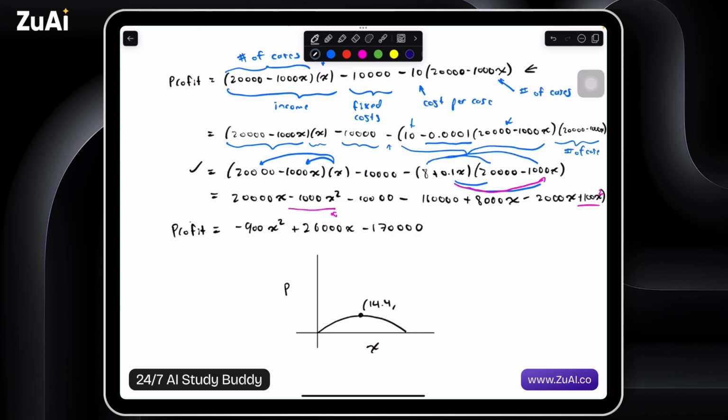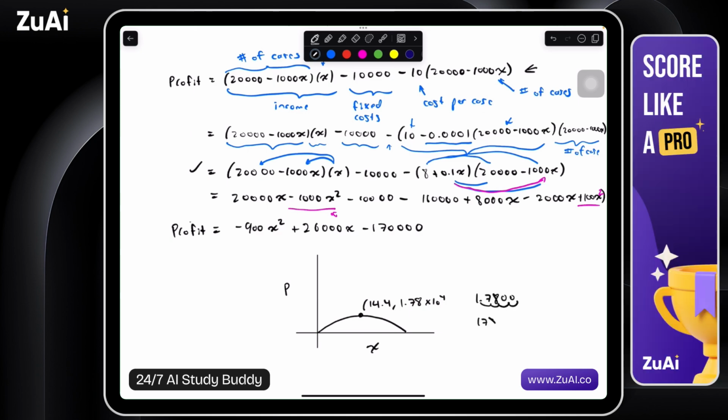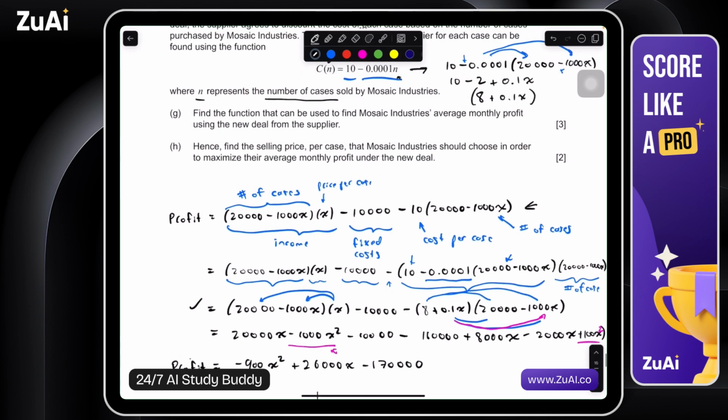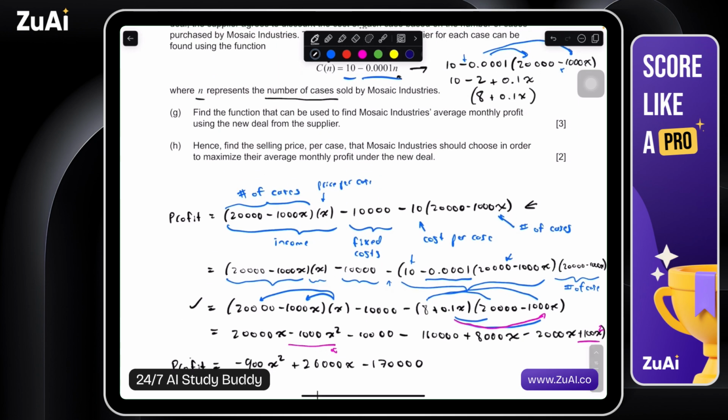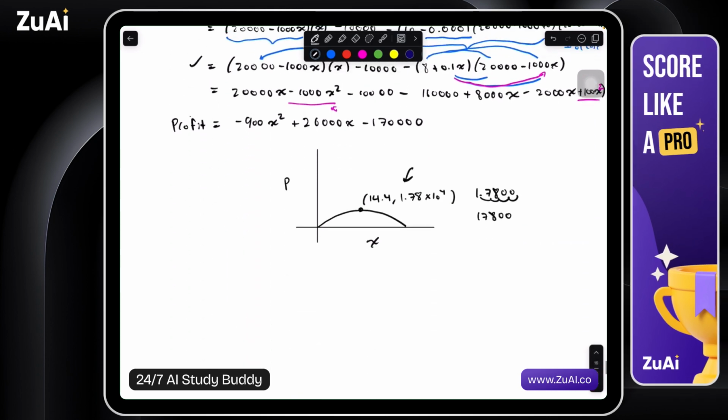And when that happens, we have 1.78 times 10 to the 4, roughly $17,800. And this should be all right as a process right here. Find the selling price per case that they should choose to maximize their average monthly profit: 14.4 to get $17,800.